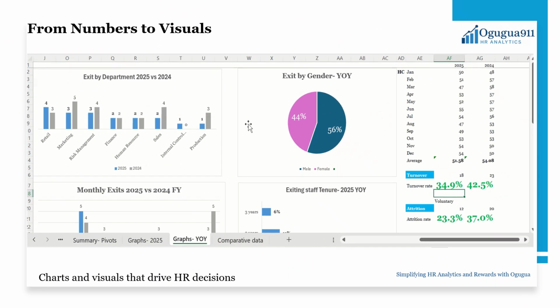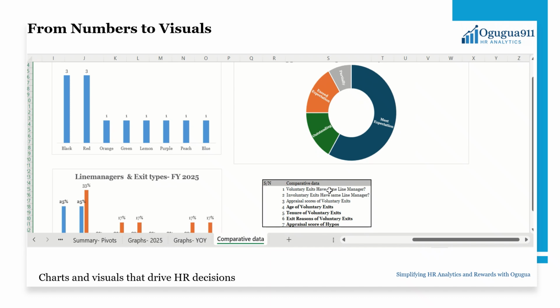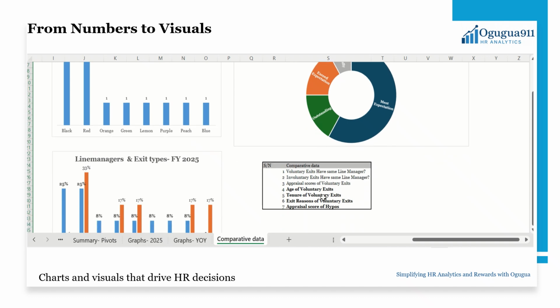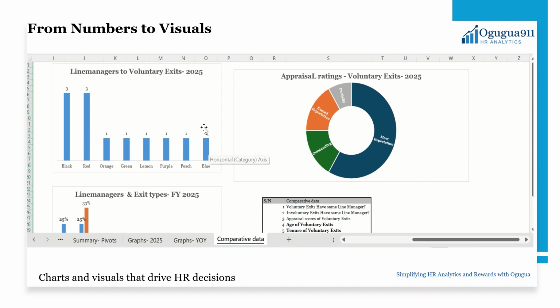So once you have all of this, it's also nice that you compare different data sets that you have collected. You want to confirm if your voluntary exits have similar line managers, or your involuntary exits have similar line managers as well. The appraisal ratings of your voluntary exits, if it is your high performers that are exiting the business, or the length of stay of those that exited your business voluntarily, you want to check all of that.